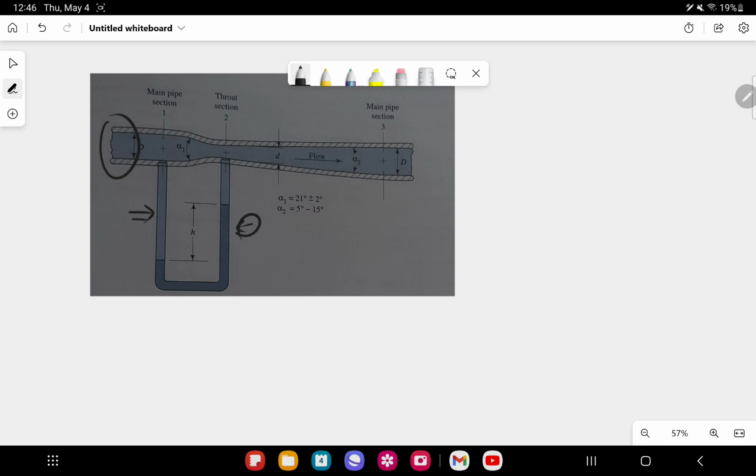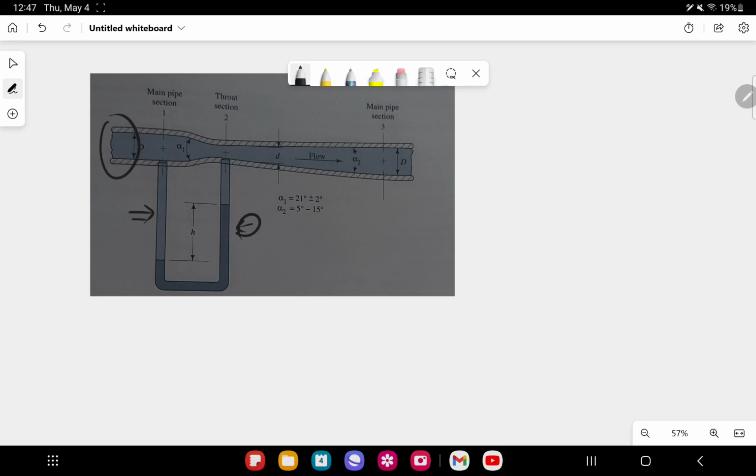Furthermore, as the fluid begins to enter the divergence section of the pipe, the velocity of the fluid starts decreasing, as the cross section area increases.